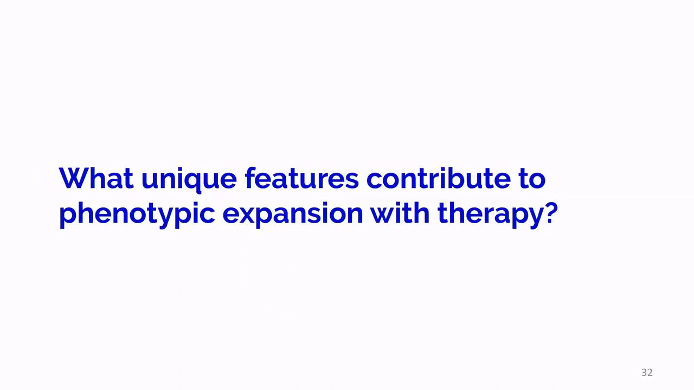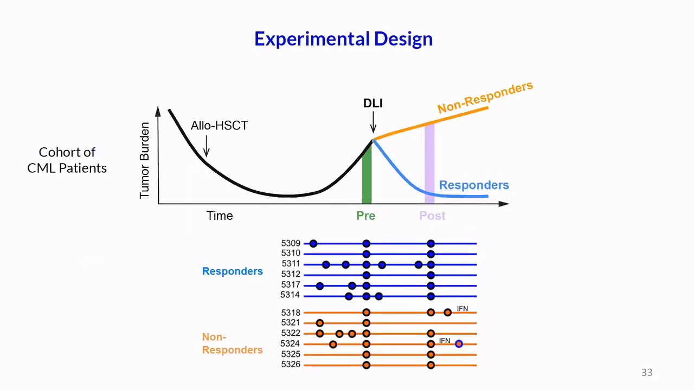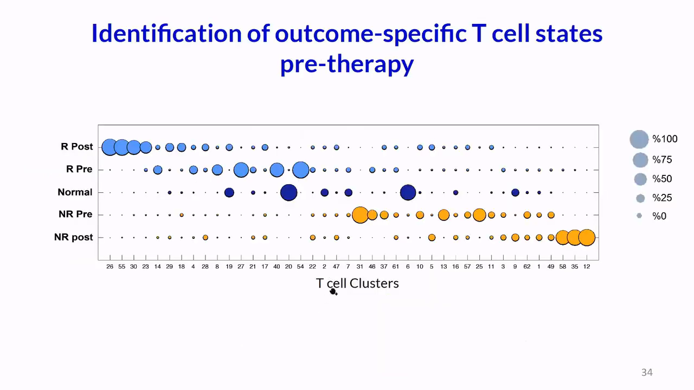So we've looked at this globally, but what are the unique features of T cell states that contribute to the phenotypic expansion that we see being induced by therapy? So to answer that, we first looked at a group of samples that had more consistent timing. A first group right before receiving the DLI, right at day 0 or around 10 days before, and a group of time points around 300 days post-therapy. And then we looked at the distribution of the T cell clusters shown in columns in this dot plot across these clinical groups, responders pre and post, and non-responders pre and post. And the radius of the circles is proportional to the distribution.